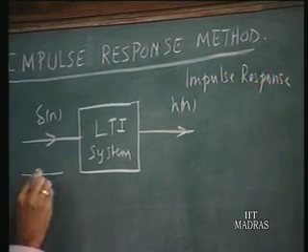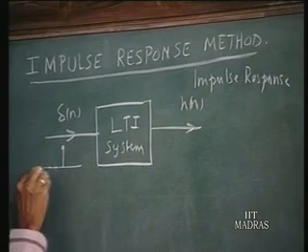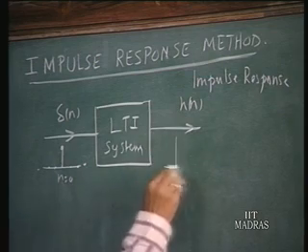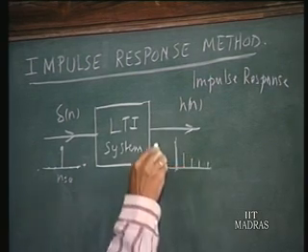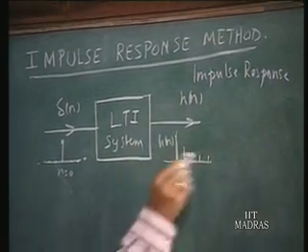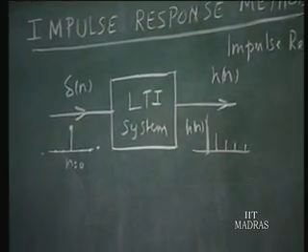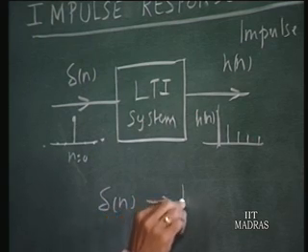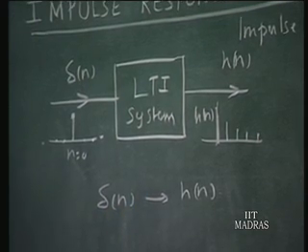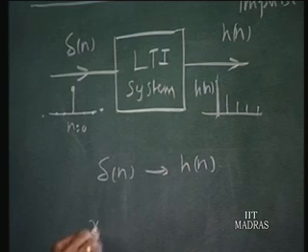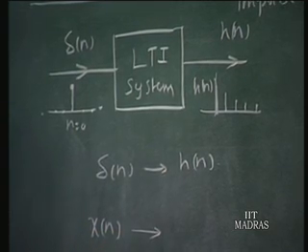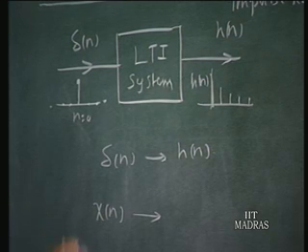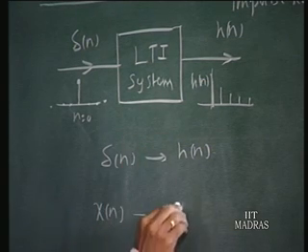So the input is just a single sample at n equals 0, and you get an impulse response maybe like this. Now we can represent this as delta n gives rise to h n. For a general input x n, the response would be, just as in the case of the continuous system, the convolution of x n and h n.